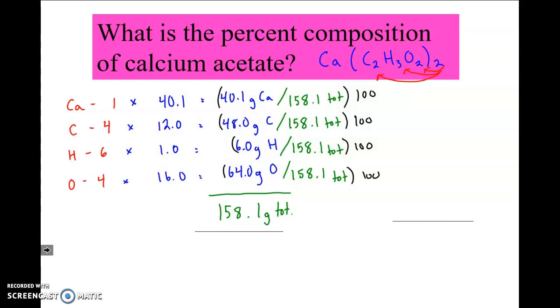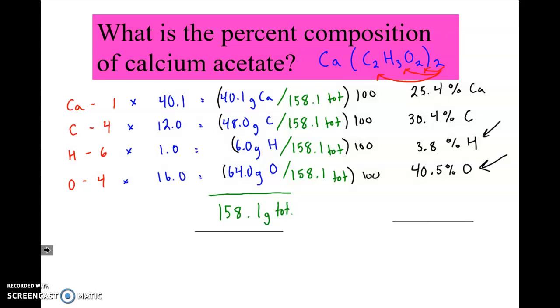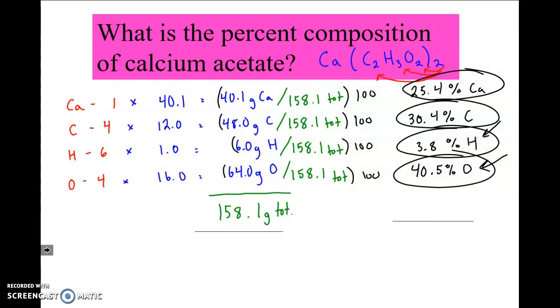So the percentage for calcium is 25.4% calcium by mass, 30.4% carbon by mass, 3.8% hydrogen by mass, and 40.5% oxygen by mass. So if I had to ask you what weighs in this compound the heaviest, oxygen contributes the most weight. Hydrogen contributes the least. I have 4 answers. 1, 2, 3, 4, because I have 4 elements.